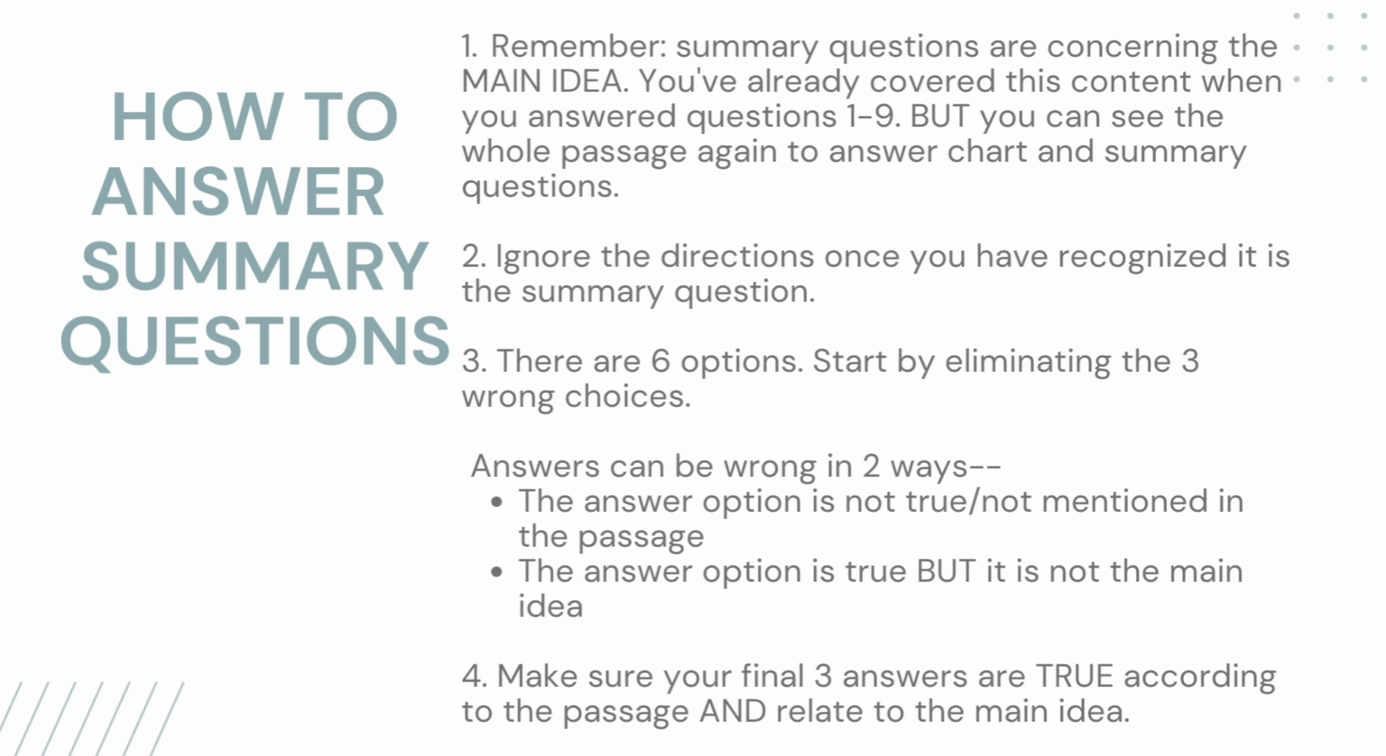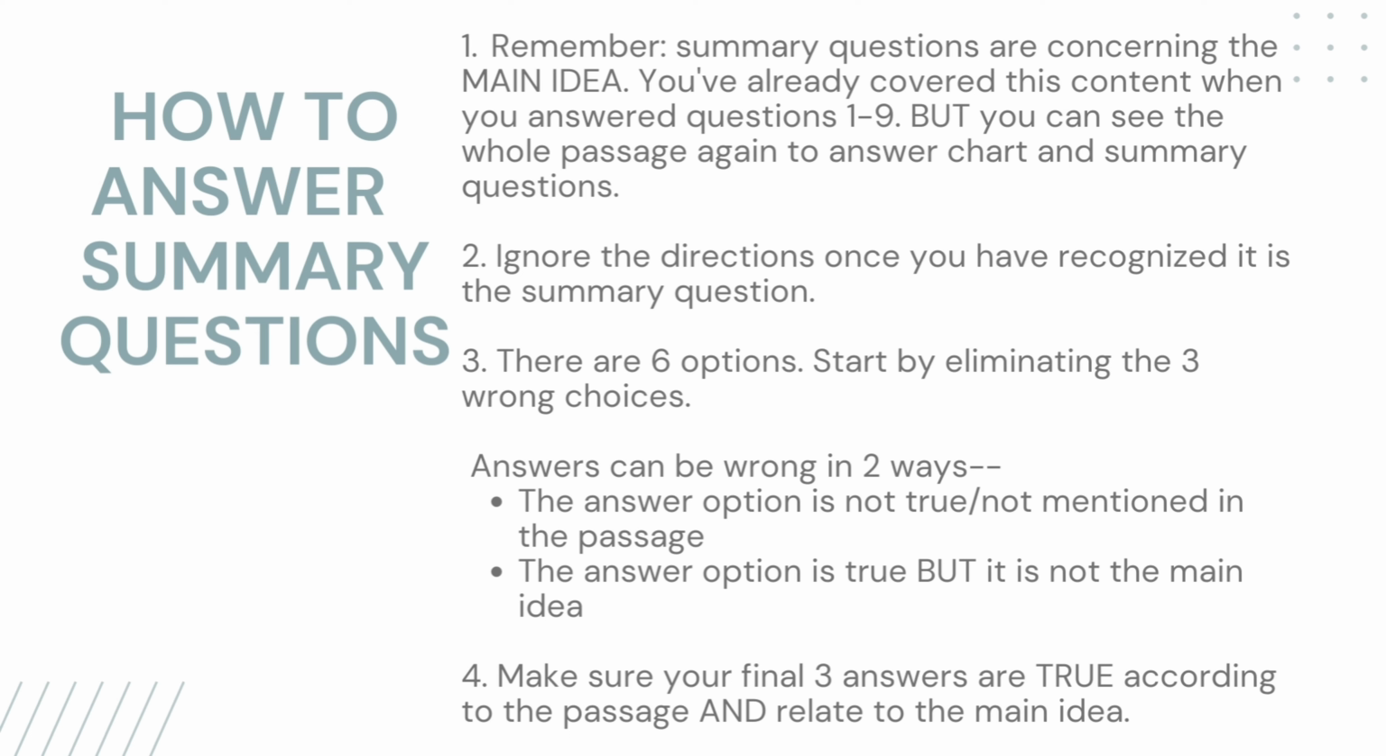How to answer summary questions. Same as what I said about table questions, you've already covered this content. So remember that you know a lot about the main idea already. But yes, you can see the whole passage again. Step number 2, ignore the directions. Once you recognize that it is a summary question, you can start working on it. Step number 3, there are 6 options. Start by eliminating the 3 wrong choices.